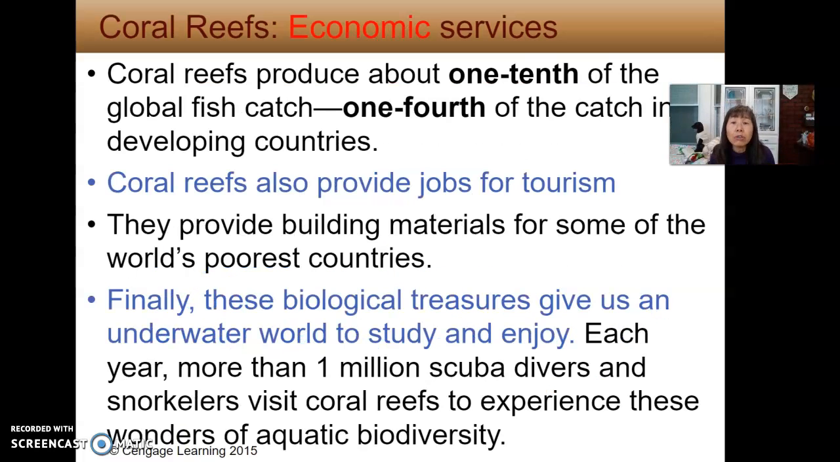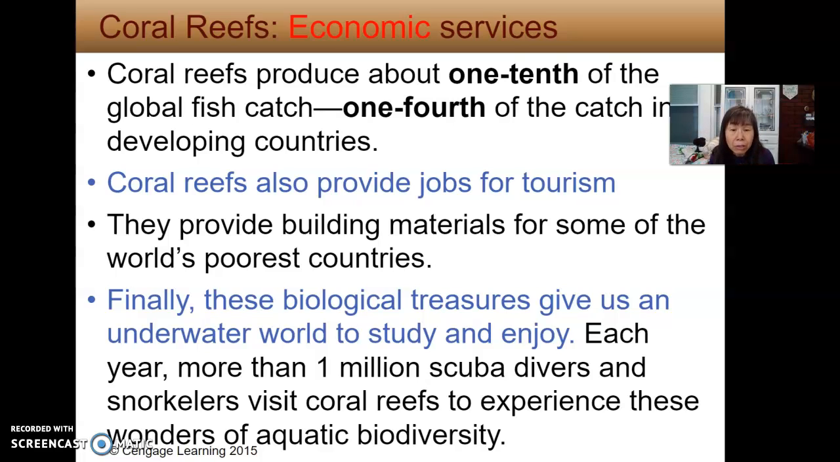Coral reefs also provide economic services. Remember, economic services means services to our human society. Coral reefs produce about 1/10 of the global fish catch in general. In developing countries, about 1/4 of their fish catch comes from coral reefs. Coral reefs also provide jobs in tourism. They provide building materials for some of the world's poorest countries, because they can be used like bricks or concrete to build a house.